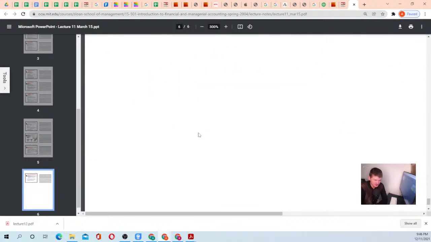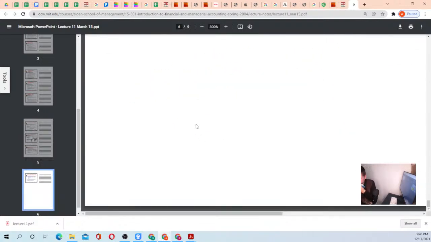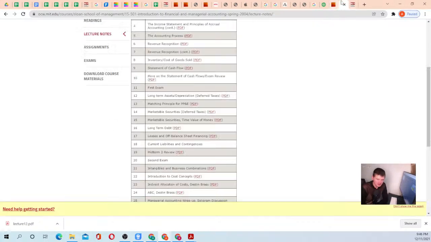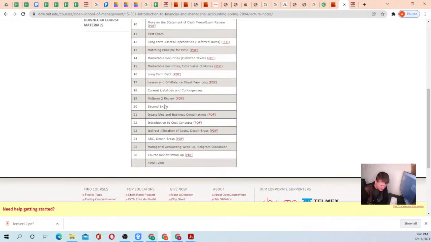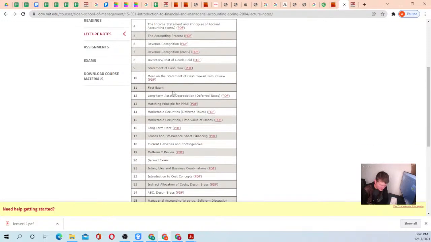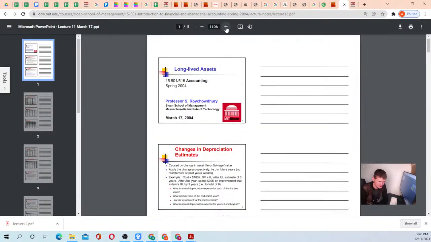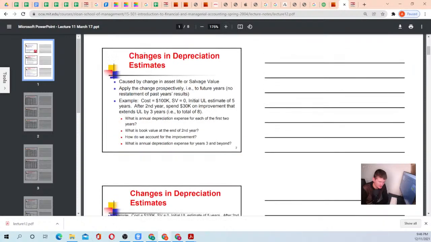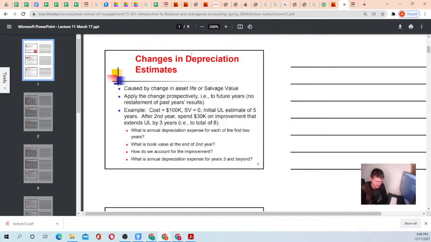Okay, here we have various calculations. I will skip them for now. And in the second part of the lecture, we reviewed two situations. One was change in depreciation estimate, and if you change an estimate for your useful life or for your salvage value, you apply this change prospectively. So you apply it going forward since the moment when you determine that you have a change.